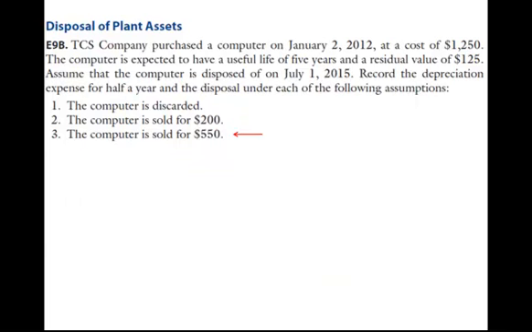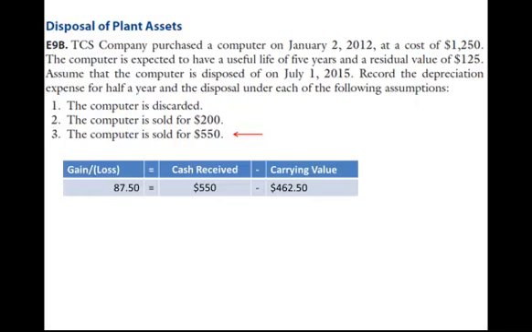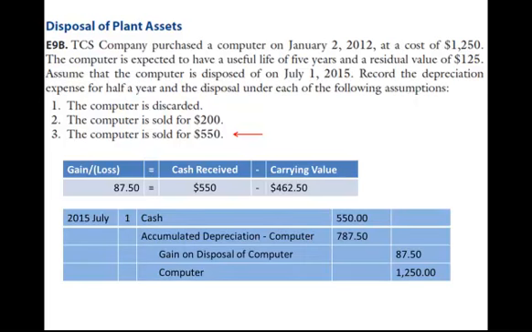If the computer is sold for $550, looking at our equation for gain or loss, since the amount of cash received is greater than the carrying value, we will be able to record a gain of $87.50. We will record the $550 of cash received. We will decrease our accumulated depreciation account for its balance of $787.50. And for gains, we credit our gains, so we will have a credit of $87.50, and we will decrease our computer account to zero by crediting it for its balance of $1,250.